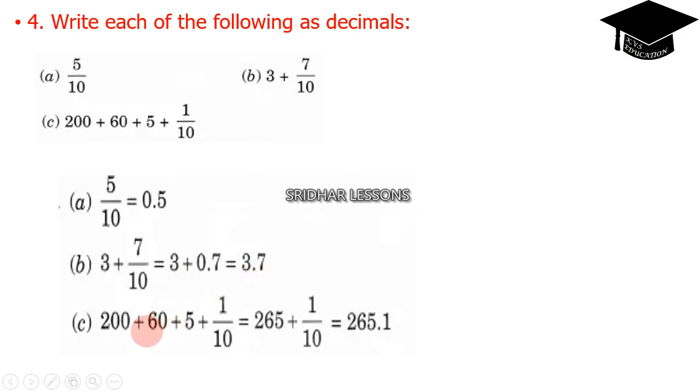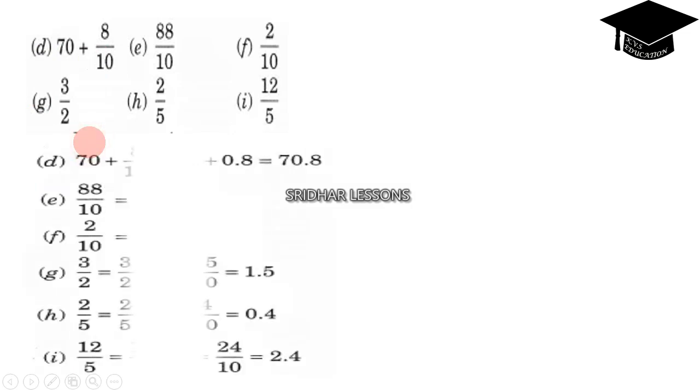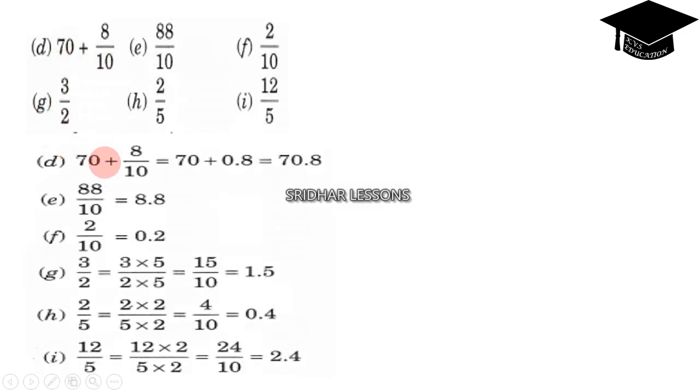Next, C, 200 plus 60 plus 5 plus 1 by 10. That means if you add these three, 265 plus 1 by 10. 1 by 10 is 0.1. That is 265.1. Next, 70 plus 8 by 10. 8 by 10 can be represented as 0.8. So if you add, we get 70.8. Next, 88 by 10. This can be written as 8.8. 2 by 10 is equal to 0.2.